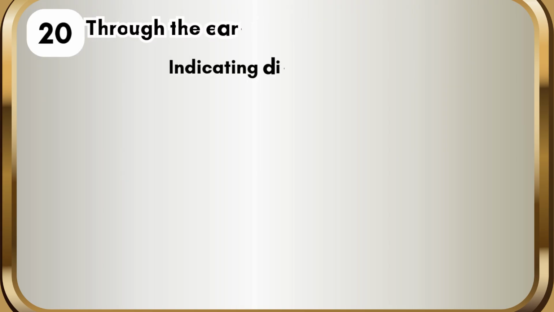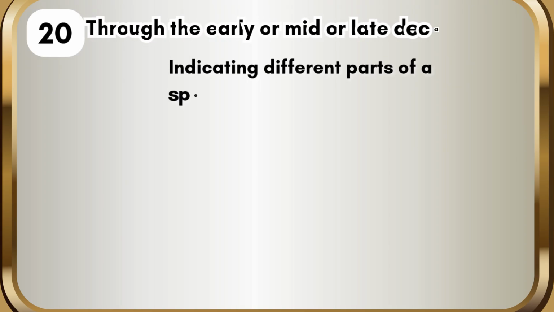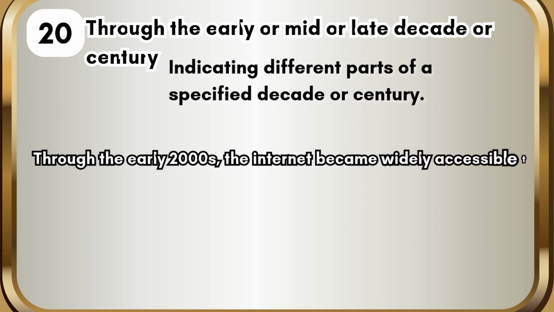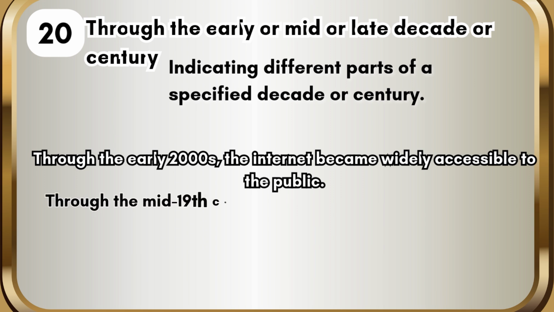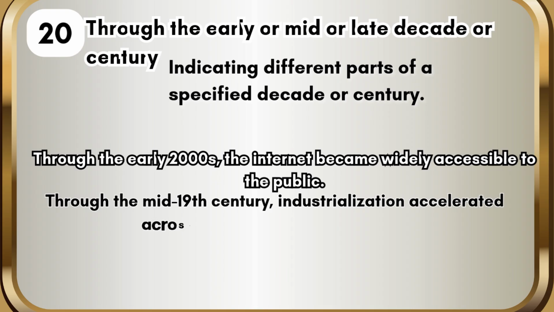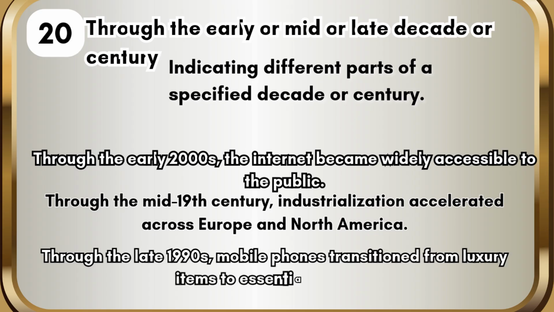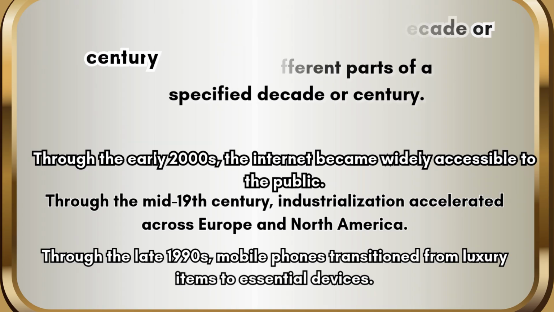Through the early or mid or late decade or century. Indicating different parts of a specified decade or century. Through the early 2000s, the Internet became widely accessible to the public. Through the mid-19th century, industrialization accelerated across Europe and North America. Through the late 1990s, mobile phones transitioned from luxury items to essential devices.